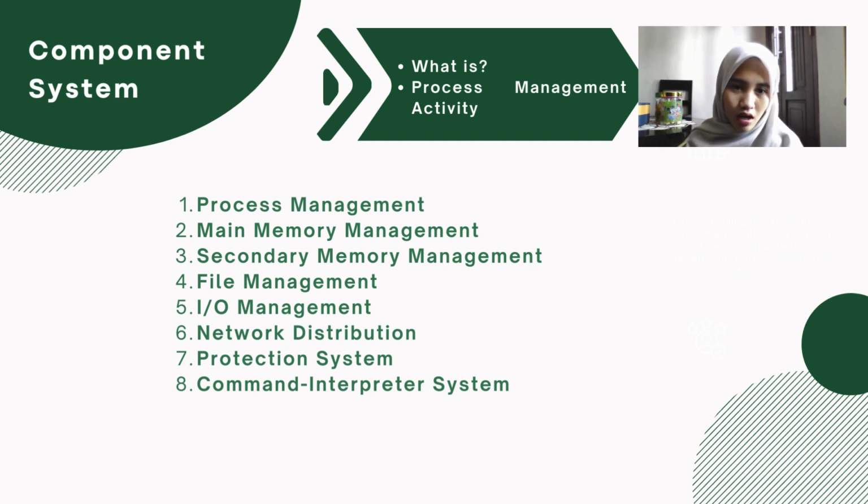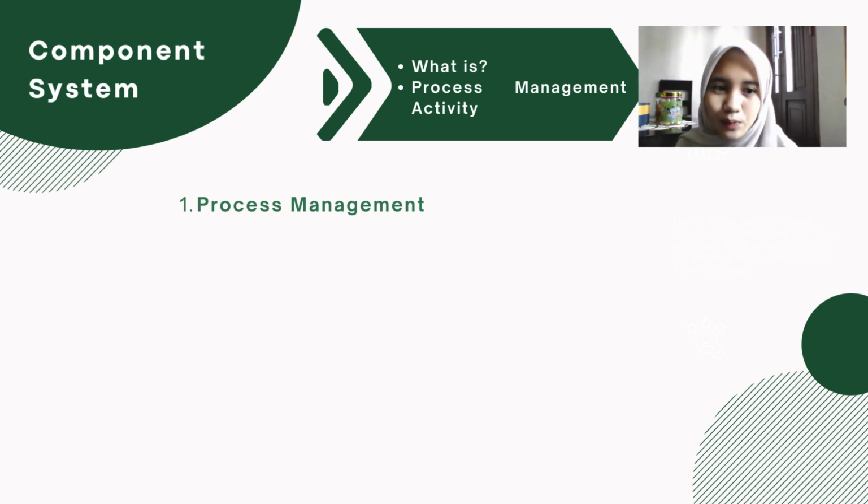Okay, the first thing of the operating system structure is component system. In this section, I will explain the 8 points of component system, such as what process management is, what memory management is, and others. Then I will tell about the activity of each component point, such as process management activity and main memory management activity. First is process management.